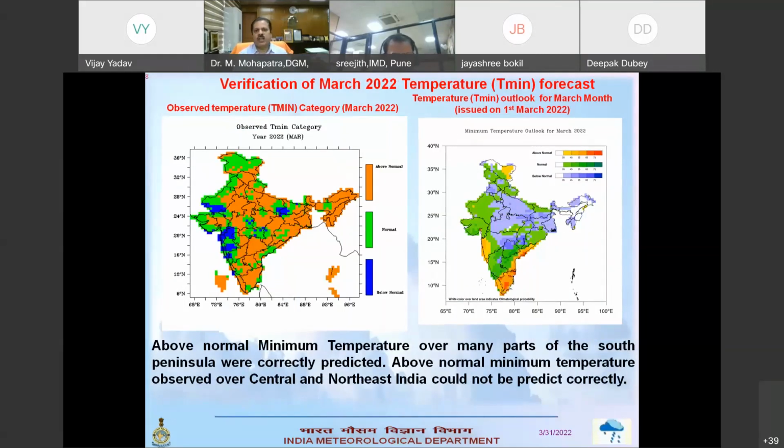Now, if I look at the minimum temperature, it was a mixed trend. Of course, minimum temperature is not of much importance in the month of March, but still, it could largely predict the below normal or normal conditions in many parts of the western side. But in the eastern side, it also predicted below normal, but actually it has become above normal.